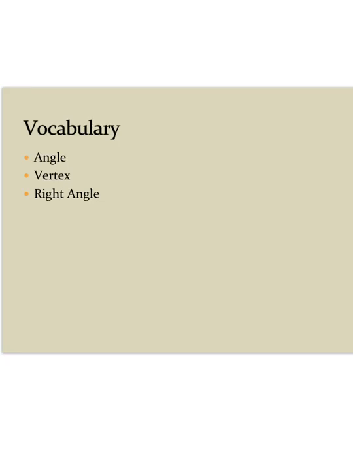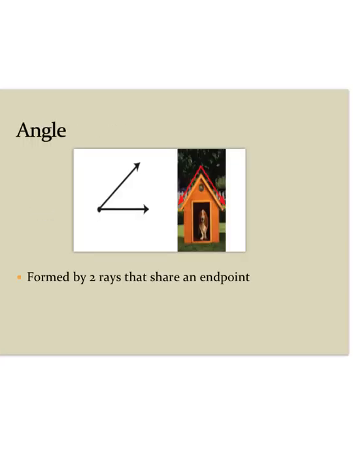Our vocabulary for today will be angle, vertex, and right angle. An angle is formed by two rays that share one endpoint. Notice my endpoint right here. This is the endpoint that they share. And also right here.